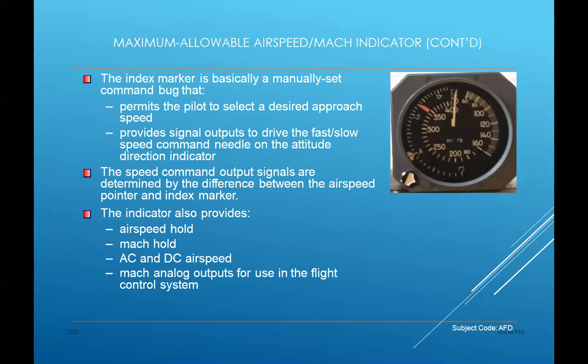The index marker is basically a manually set command bug that permits the pilot to select a desired approach speed, and provides a signal output to drive the fast or slow speed command needle on the attitude direction indicator. The speed command output signal is determined by the difference between the airspeed pointer and index marker. The indicator also provides airspeed hold, Mach hold, AC and DC airspeed, and Mach analog output for use in the flight control system.